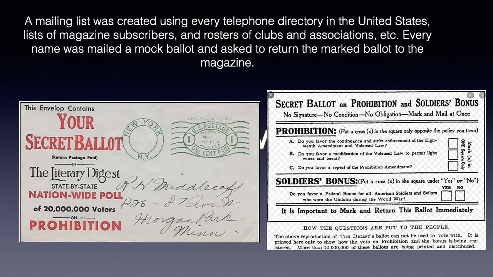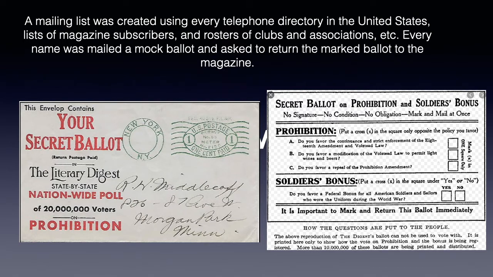By 1936, the methodology of the Literary Digest had changed only slightly. Whereas in 1916, the Literary Digest sought the opinions of their subscribers alone, by 1936 they had grown their operation, and they now used every telephone directory, magazine subscription list, and roster of clubs and associations that they could obtain. So they mailed the postcard to every single individual listed in a directory in the United States.